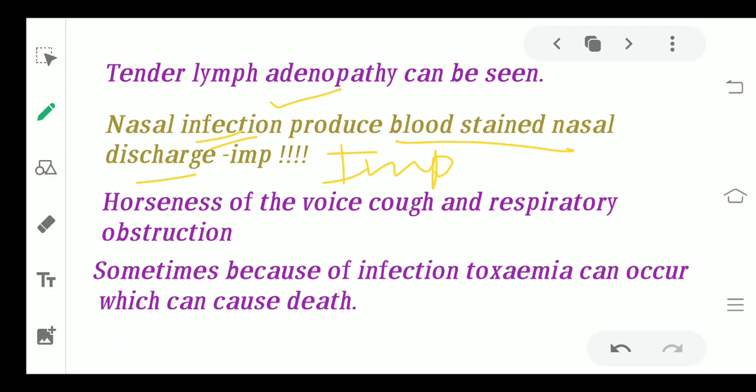Hoarseness of the voice, that is, the voice becomes very, very harsh, or you can say very, very rough. And also there will be cough and respiratory obstruction. That means the patient will find it difficult to breathe. Sometimes because of the infection, there are chances of death. So usually in conditions when the patients do not get treatment at the proper time, or are left untreated, toxemia occurs, due to which death can also happen.